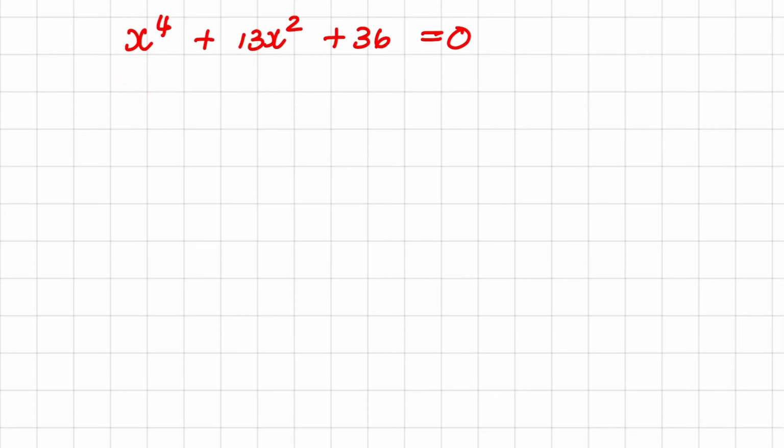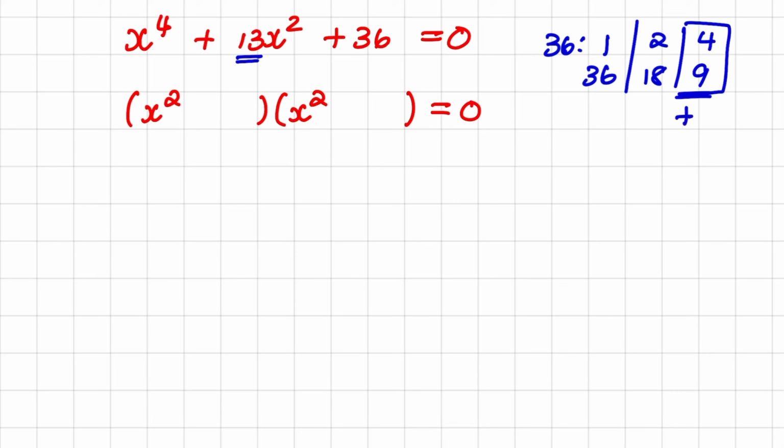Now what I notice is that I can easily factor this trinomial. So I can split x to the power of 4 into x squared times x squared. Then I use the factors of 36 to create the middle term of 13. And I can see if I add 4 with 9, I have the middle term value of 13. So that means I have x squared plus 4 times x squared plus 9.